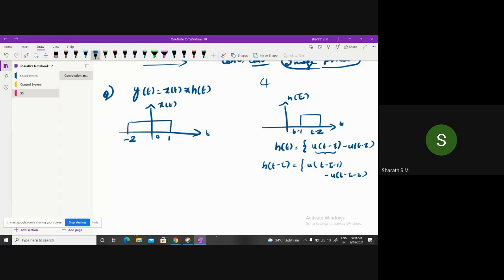So this is x of tau. This is x of tau from minus 2 to 1.